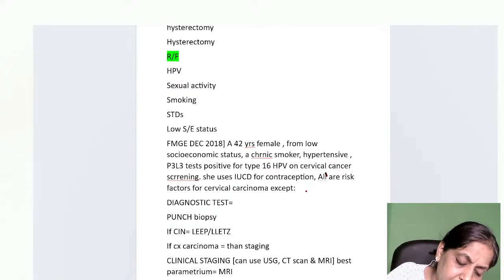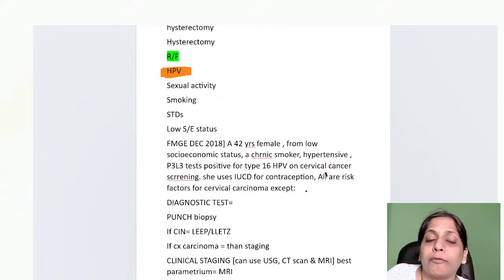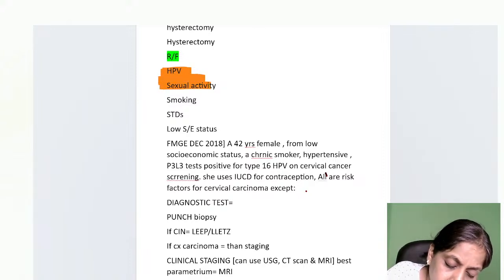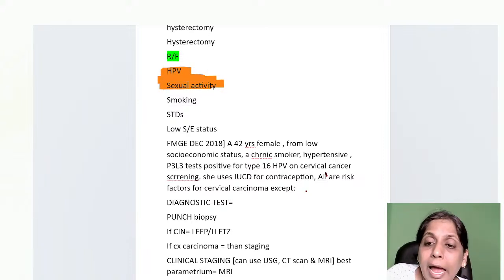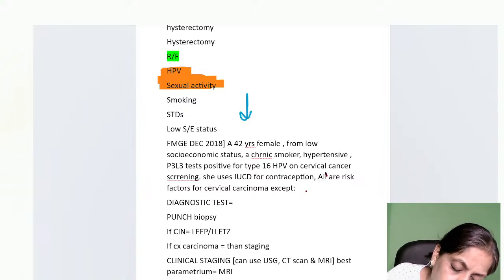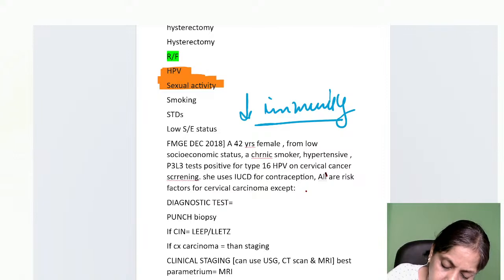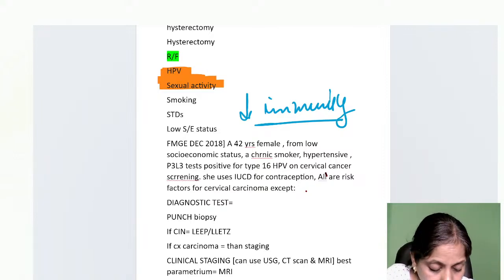The risk factors for CA cervix are HPV, sexual activity, and all those factors which are decreasing the immunity. Okay.